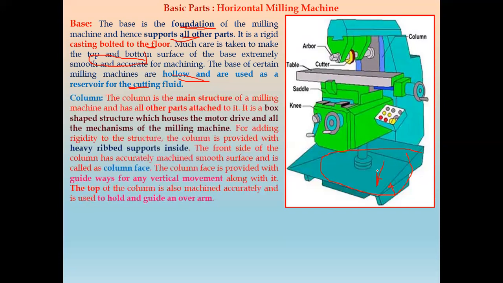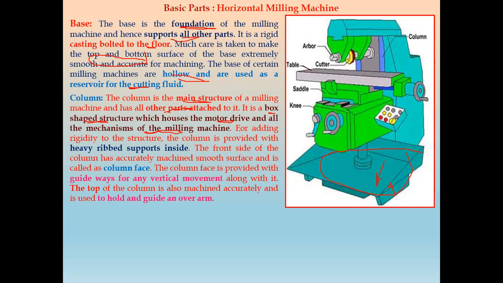Now the second part is the column. The column is the main structure of the milling machine, and all other parts are attached to this column. Generally the column has a box shaped structure which houses the motor drive. It may be an electric motor drive, and also the feed mechanism, or you can say a drive mechanism of the milling machine, is there inside this column.